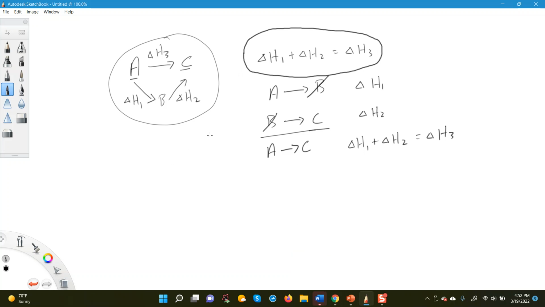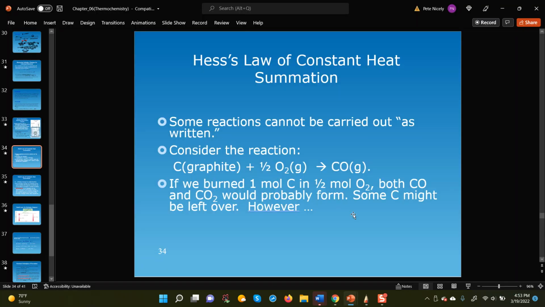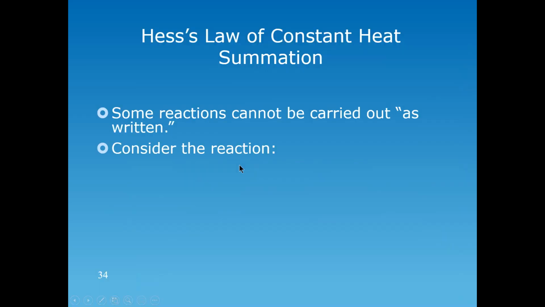Okay, so let me go back to the PowerPoint here. And in this case, we'll be looking at an actual example. If you look at the reaction between carbon and oxygen to form carbon monoxide, even though we can write an equation for this reaction and we know that this reaction can occur, it's very difficult to actually carry out this reaction in practice to get only carbon monoxide. And the reason why is because carbon monoxide itself will react with oxygen to form carbon dioxide.